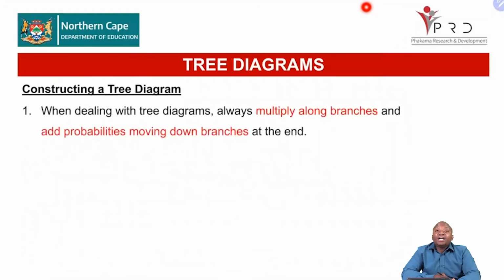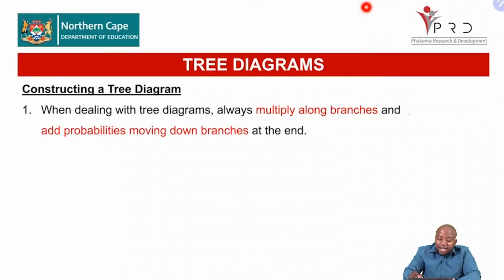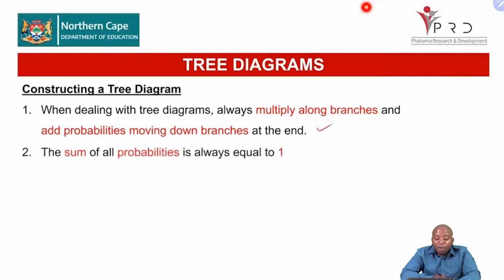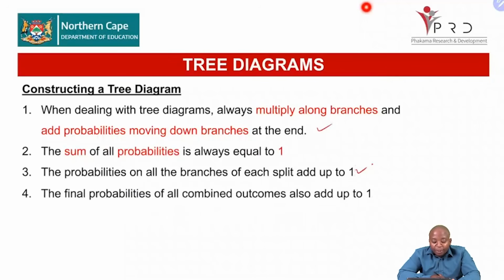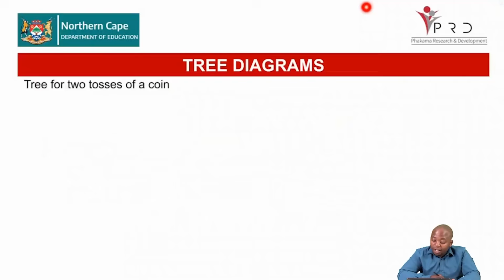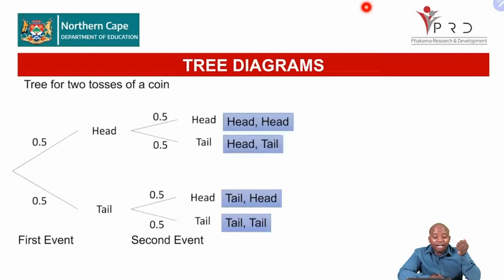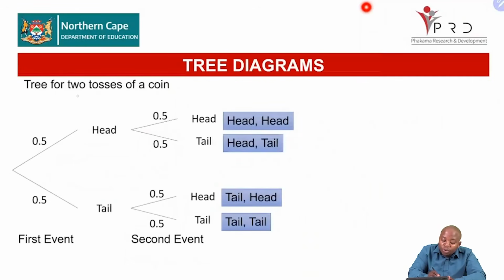So how do we construct a tree diagram? When dealing with tree diagrams, you always multiply along the branches and add the probabilities moving down the branches at the end. That is to say, the sum of all probabilities will always be equal to 1. The probabilities on all branches of each split will add up to 1, and the final probabilities of all combined outcomes will also add up to 1. Those are the rules of dealing with a tree diagram. We are going to apply these rules to a tree diagram where we are working with 2 tosses of a coin.